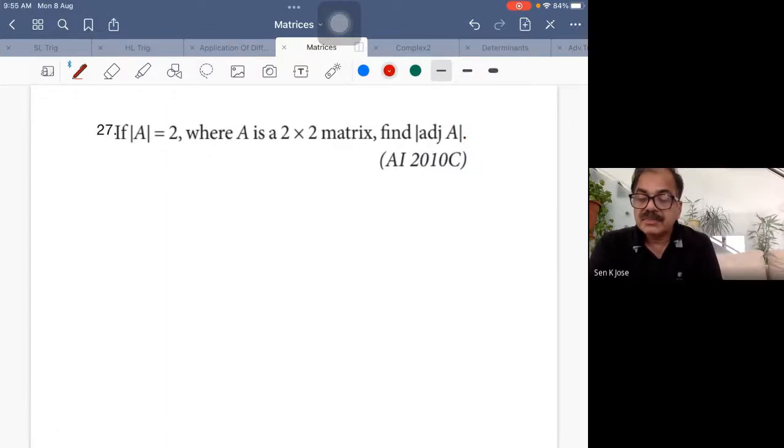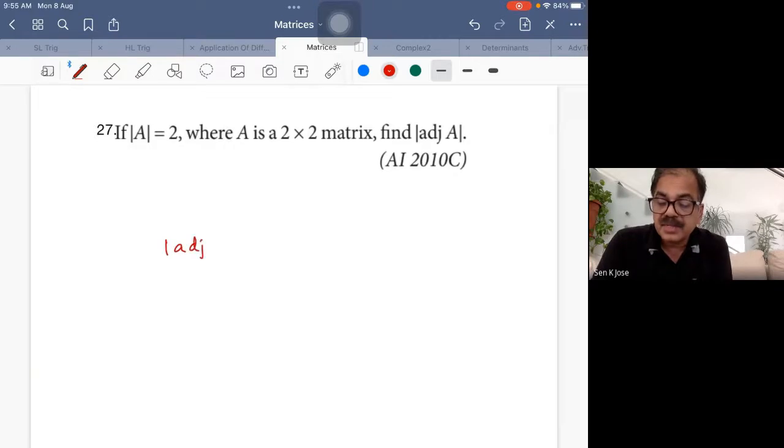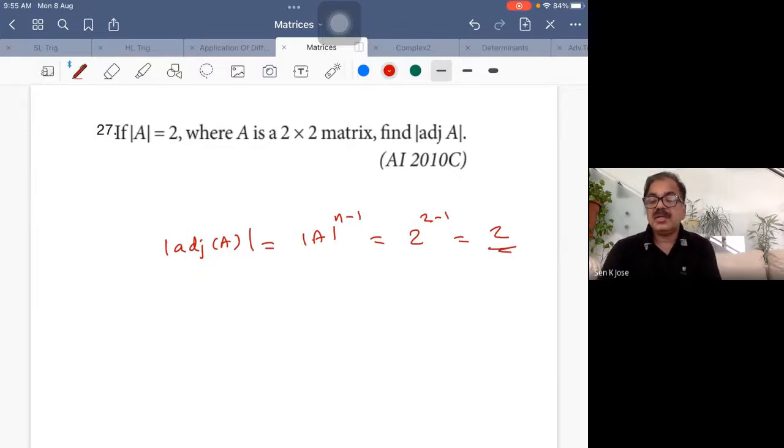27. It's the same question again. Determinant of adjoint of A is determinant A raised to n minus 1. Determinant A is 2. n is 2 as well, 2 by 2 matrix. So 2 minus 1. So it is 2. Determinant of A is 2. Determinant of adjoint of A is also 2.